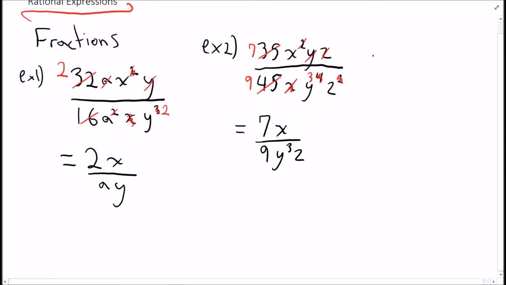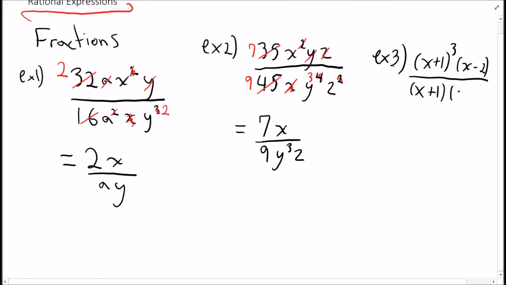Okay, let's do another one. So, example 3. Let's say I had x plus 1 to the power of 3 times x minus 2, all divided by x plus 1 times x minus 2 to the power of 4.